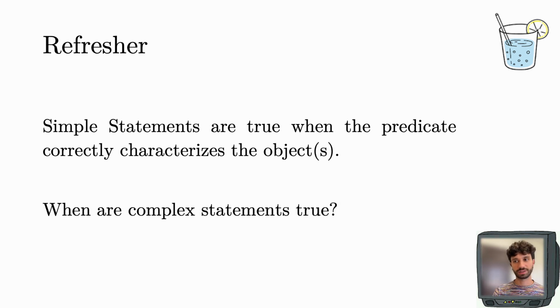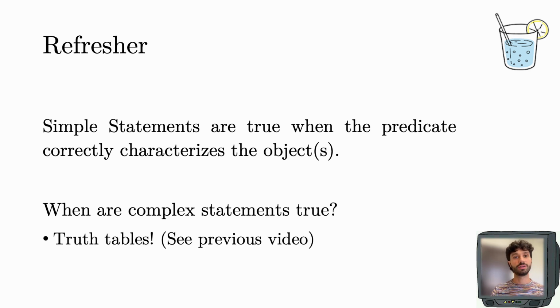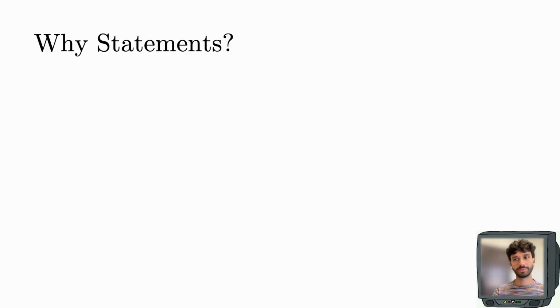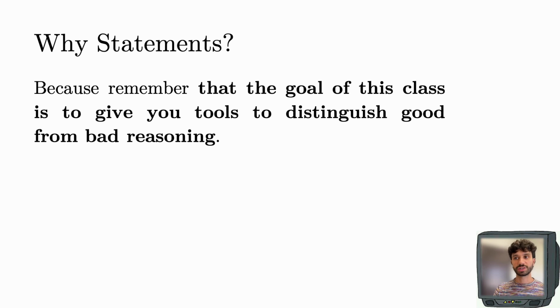What about complex statements? When are these complex statements true? Well, this is harder, and that's why in the past videos we introduced truth tables, and these allow you to determine the truth value of a complex statement based on its more simple components. Okay, so why are we focusing on statements, you might ask? Well, remember that the goal of this class is to give you tools to distinguish good from bad reasoning, and we call this the bad reasoning detector. So how do we do this?